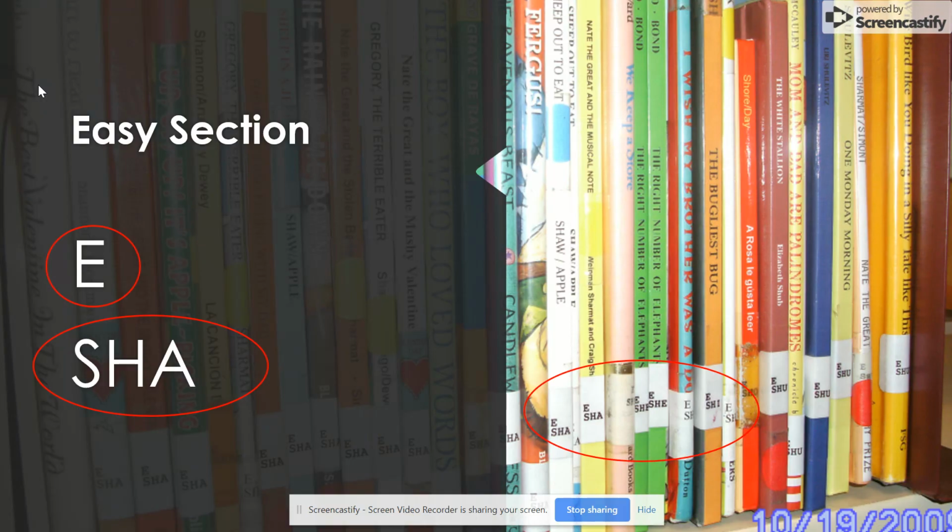In the easy section, all the call numbers start with the letter E. That E stands for easy. These are normally our books with lots of illustrations or pictures. The next three letters that you see below the E are the first three letters of the author's last name. By knowing the author's last name, it makes it easy for us to find where that book is located.